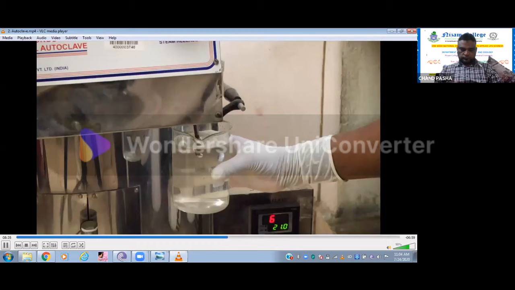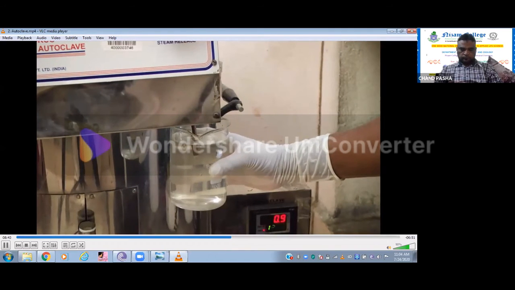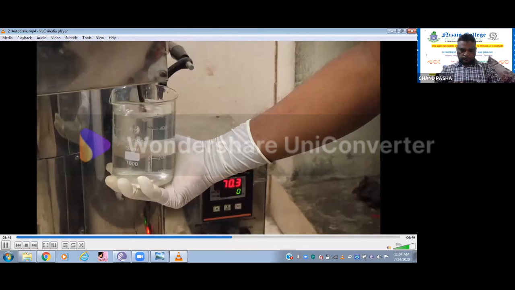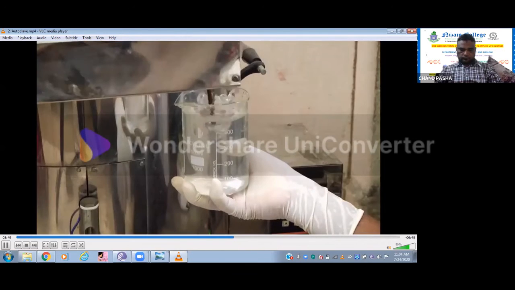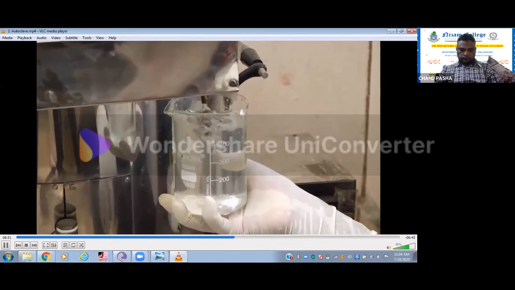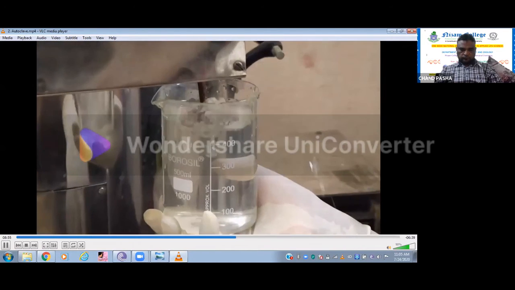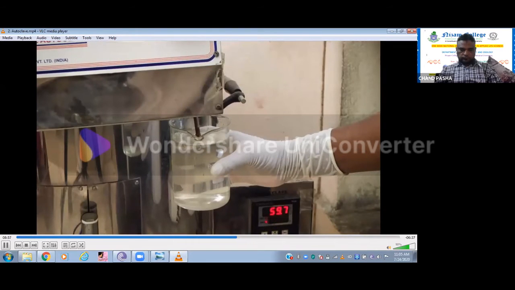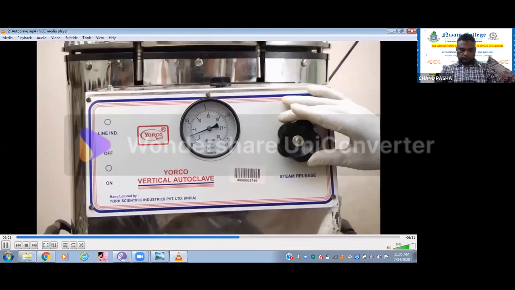Allow the correct length of time for all the air to be expelled as instructed by the manufacturer. Check whether all the air has been expelled. It is possible to check whether all the air has been removed from an autoclave by connecting one end of a length of tubing to the air outlet and immersing the other end in a container of water. All the air has been expelled when no more bubbles can be seen emerging from the tubing into the water.